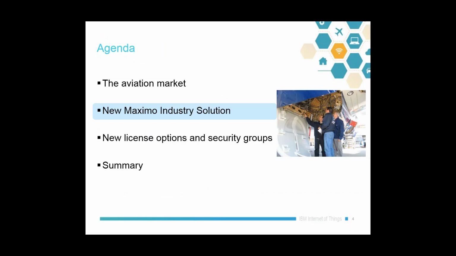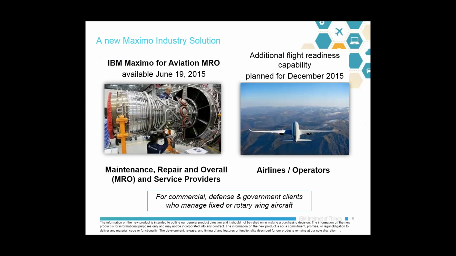So let's talk about this new Maximo industry solution. What we announced in the middle of June is a new Maximo for Aviation MRO solution. It's really targeted at organizations that do maintenance, repair, and overhaul of aircraft and aircraft components. So whether it's, in this image, a jet engine, landing gear, the airframe, so the key components of that. We're really targeting commercial, defense, and government clients who manage both fixed wing and rotary aircraft.